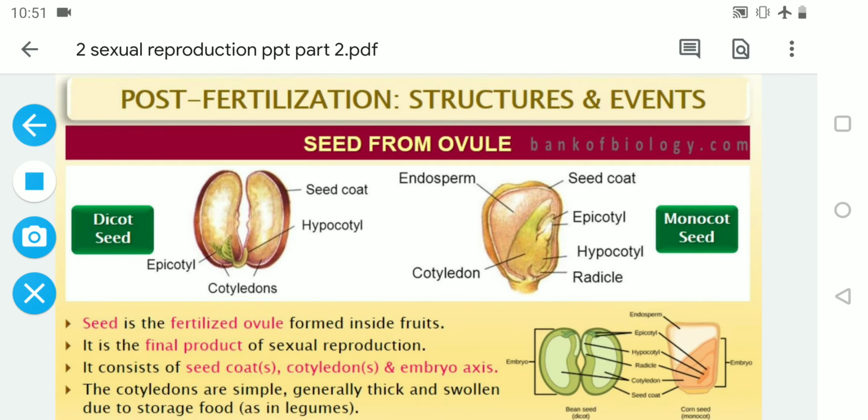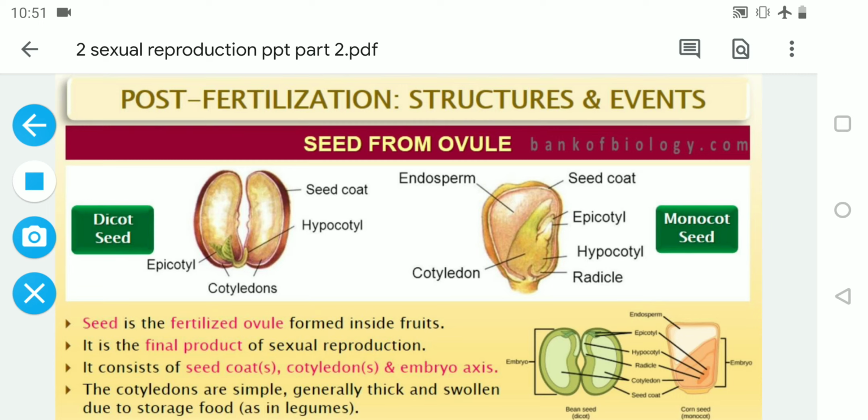Okay. See, observe the structure. Here there are two diagrams which are given, the dicot seed and the monocot seed. If you see the structure, you can identify there are two cotyledons in the dicot seed. What about in the monocot seed? Yes, it contains a single cotyledon. Yeah, let us start the discussion.